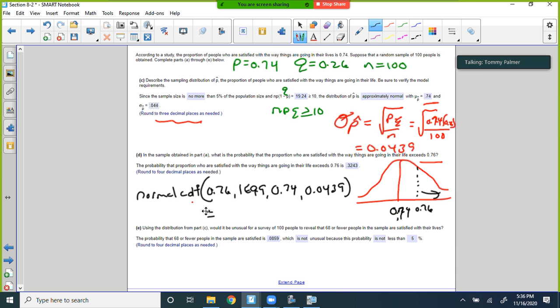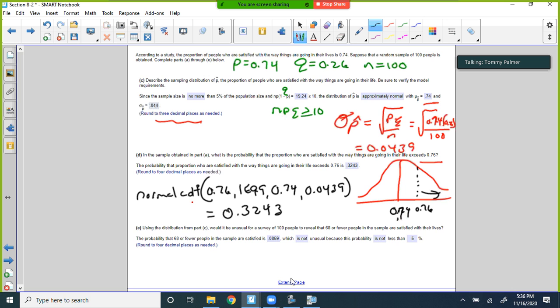Now, when you do that, what it's going to give you is this: 32% of the population are satisfied with the way things are going. Right? All right. Any question on that?